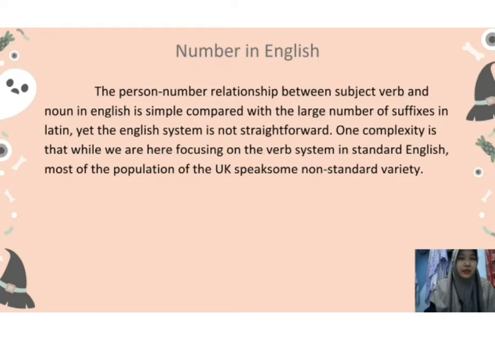So the next is number in English. The person-number relationship between subject, verb, and noun in English is simple compared with the large number of suffixes in Latin. Yet the English system is not straightforward. One complexity is that while we are here focusing on the verb system in standard English, most of the population of the UK speaks some non-standard variety.